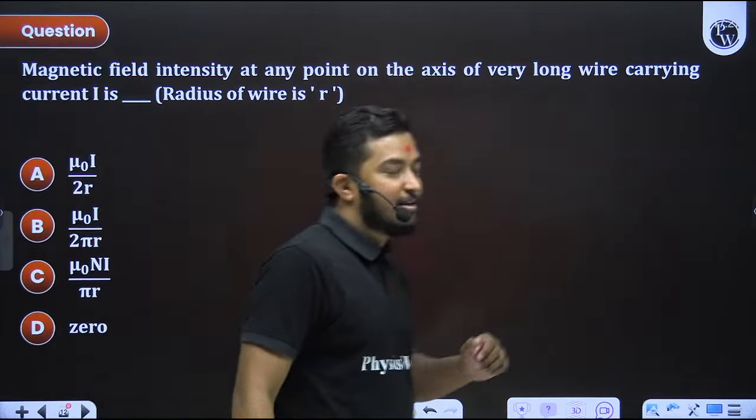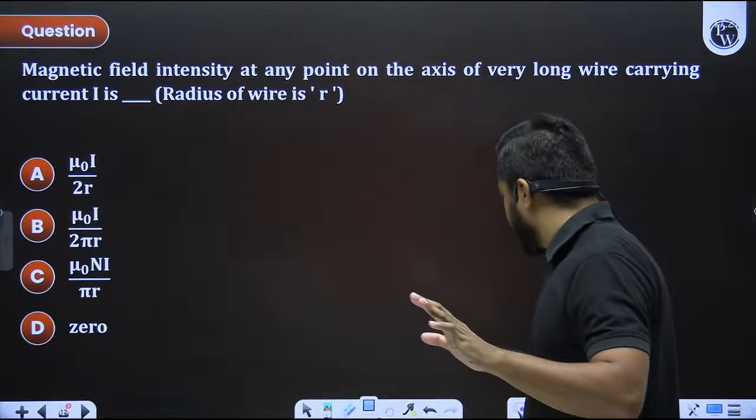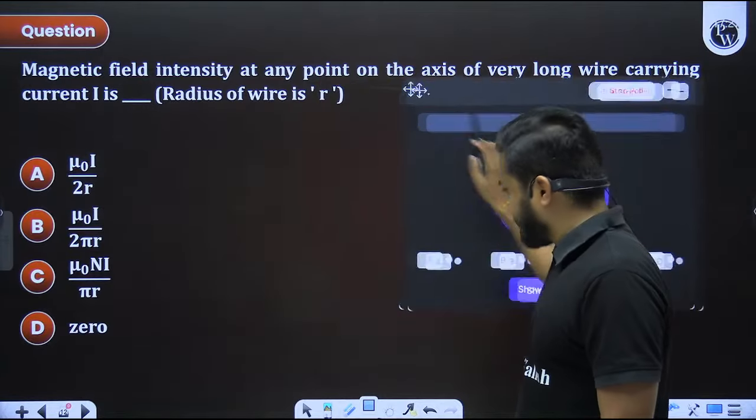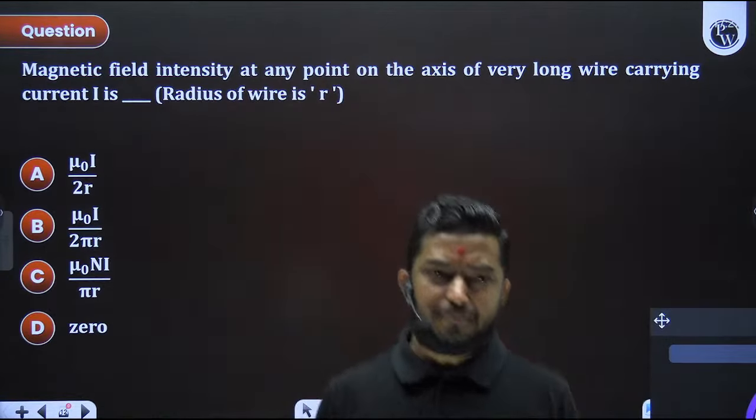Okay, next question. It is easy. You just have to remember the formula regarding this concept. So try once, then I am going to describe this concept.